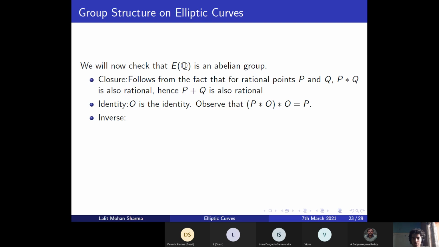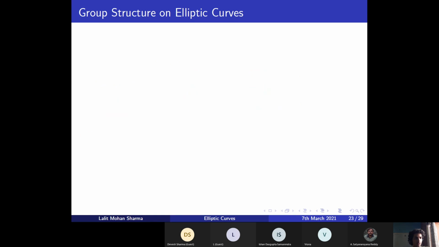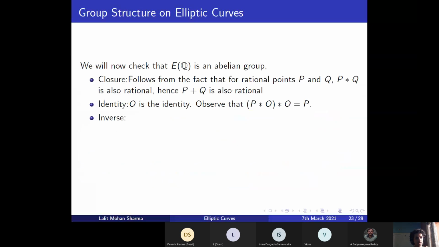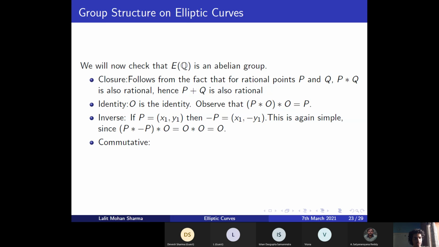And what is O star O? Again, I think I recalled it here. O star O is just O, right? That means that if you have P and minus P as x1 comma minus y1, then P star minus P star O is just O star O, which is O. So that means the reflection of P along the x-axis is the inverse of P. Hope that is clear.